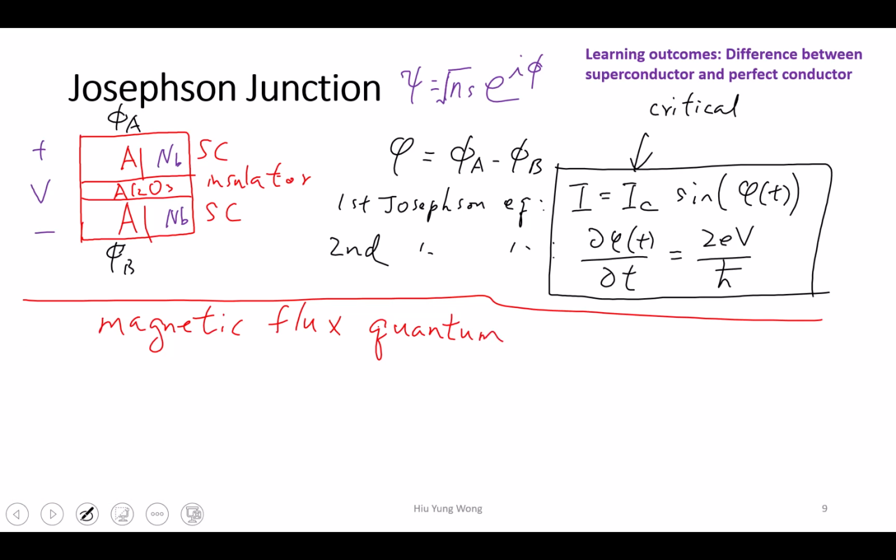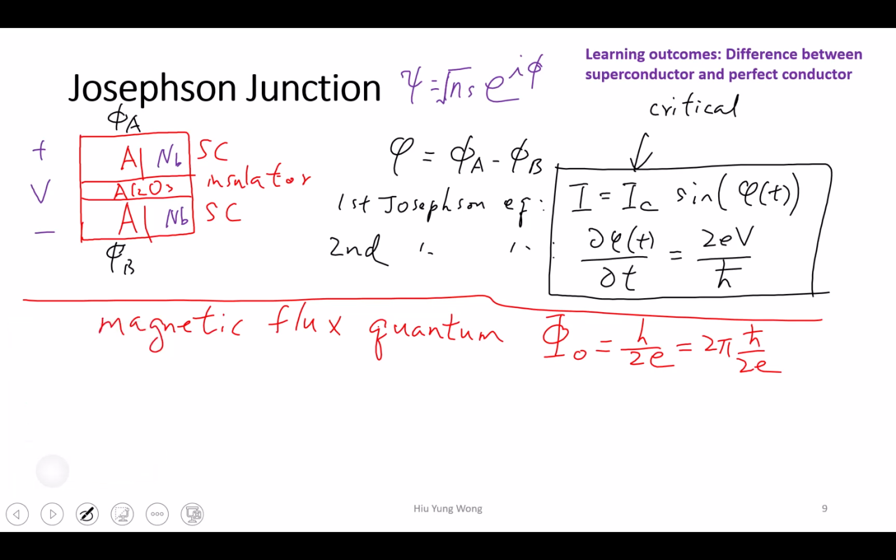What is magnetic flux, by the way? It's B times A, magnetic field times the area. The magnetic flux quantum is phi 0 equals h divided by 2e. If I want to write it with h bar, it is 2 pi h bar divided by 2e, because h bar is h divided by 2 pi.